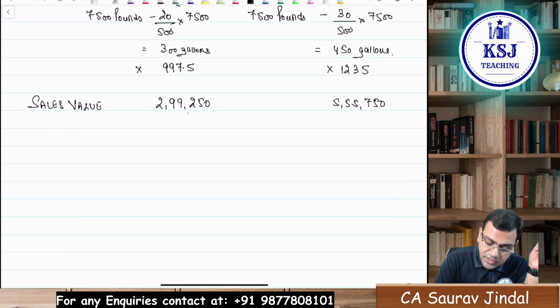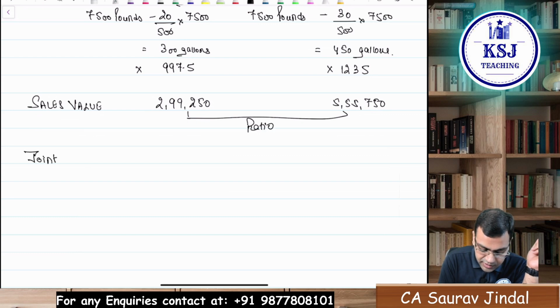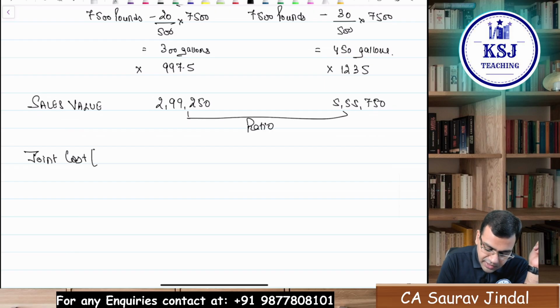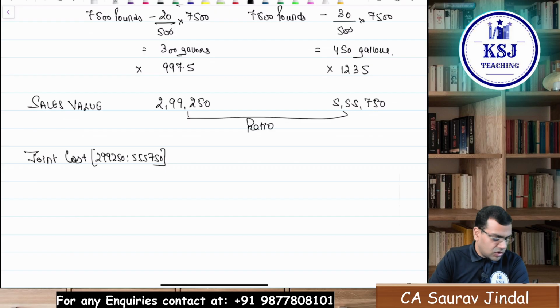Now the joint cost of 7,12,500 is to be distributed in this ratio. Right? So what will the joint cost distribution be? The joint cost of 7,12,500 will be distributed in the ratio of 2,99,250 to 5,55,750. Right? So the answer that you will get is 2,49,375 and 4,63,125.